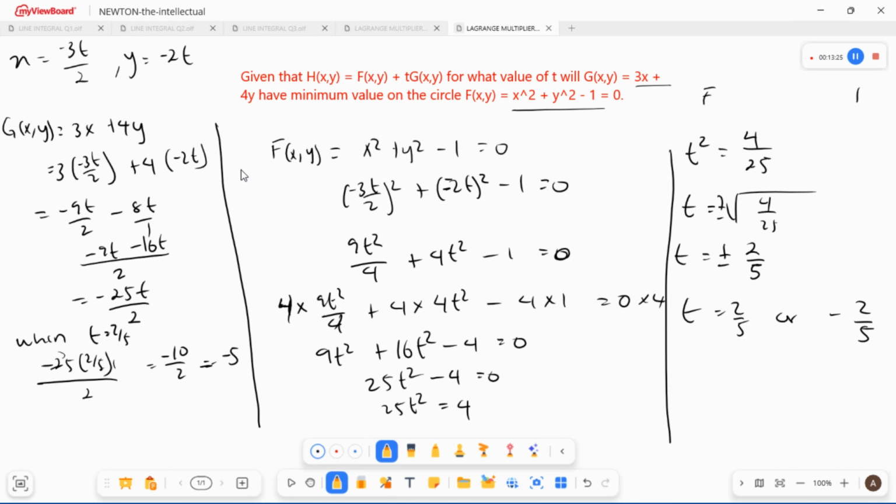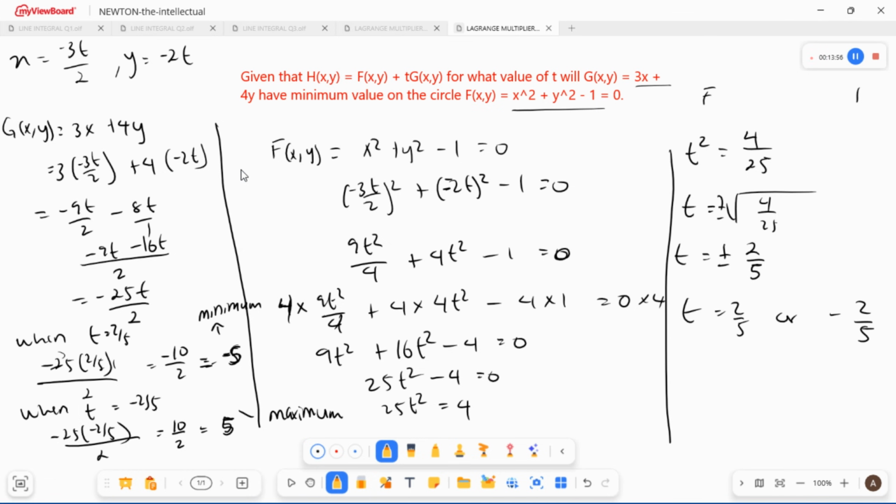So when t is 2 over 5, the value that we got is minus 5. Now we're going to say when t is equal to minus 2 over 5, that will be minus 25 times minus 2 over 5, over 2, so that gives us 10 over 2 is equal to 5. Now when t is minus 2 over 5, we get 5. Which one is the higher value? 5 is the higher value, right? Minus 5 is the lower value. So that means this is our minimum value, and then this is our maximum value.